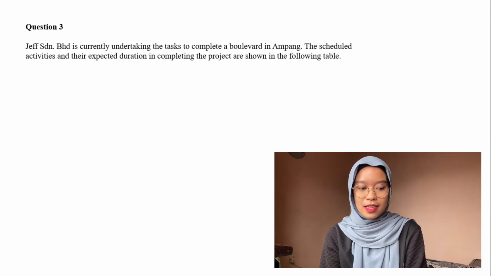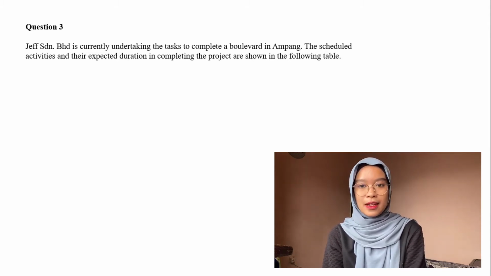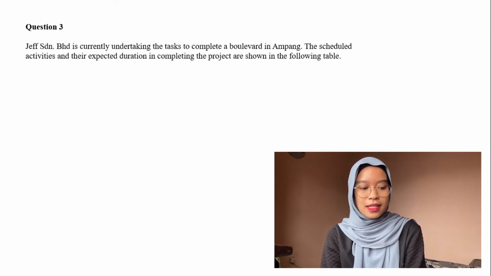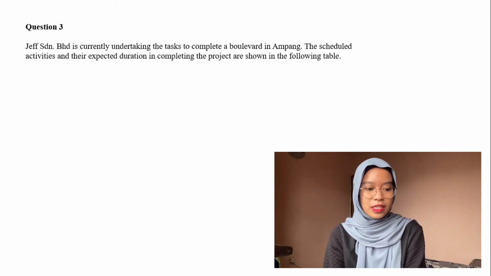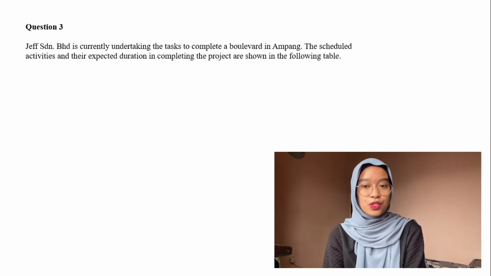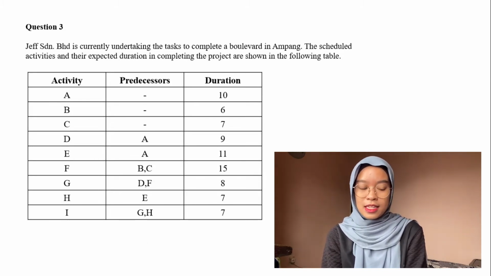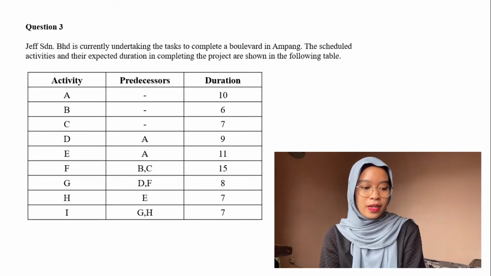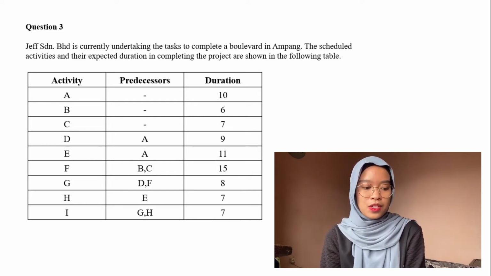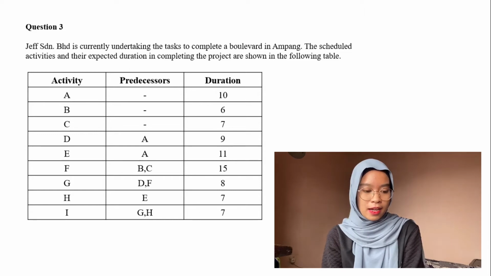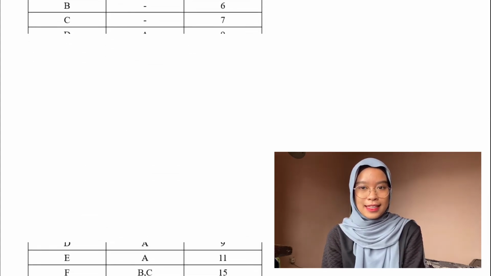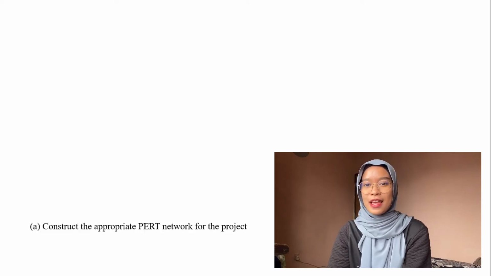Jefferson Neighborhood is currently undertaking the task to complete a boulevard in Ampang. The scheduled activities and their expected duration in completing the project are shown in the following table. As you can see, this is the table, and the table requires all the activities, which is activity A until I, and the predecessor and duration for all the activities. Question A. Construct the appropriate PERT network for the project.